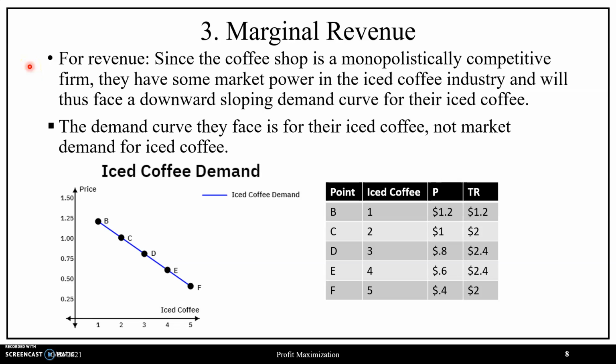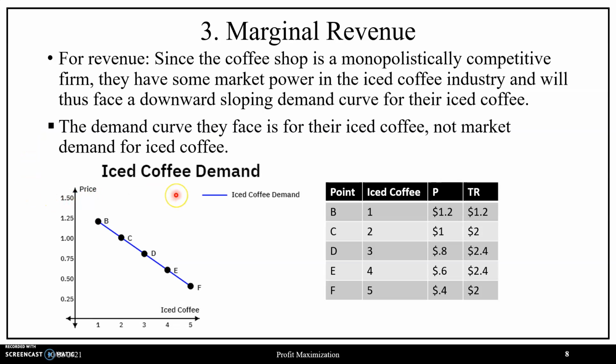For revenue, since the coffee shop is a monopolistically competitive firm, they have some market power due to selling a differentiated product, which in this case we can think of as the size as well as the flavors offered in terms of their iced coffee, as well as amenities offered at the coffee shop. This would then grant them brand loyalty, which will then establish some market power in the overall iced coffee industry, and as a result, they will face a downward sloping demand curve for their individual iced coffee, where, to reiterate, the demand curve that they are facing is for their individual iced coffee. It is not the market demand curve for overall iced coffee.